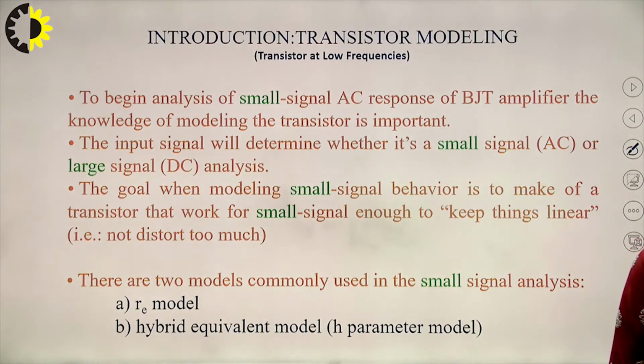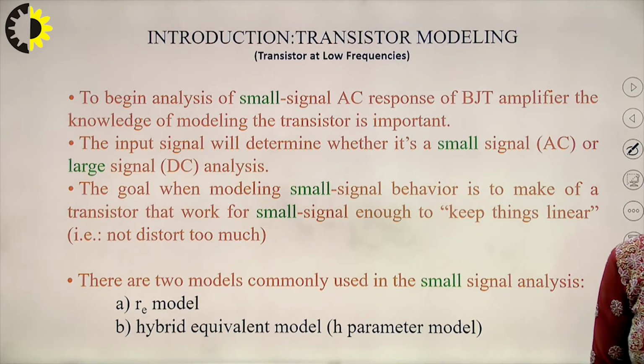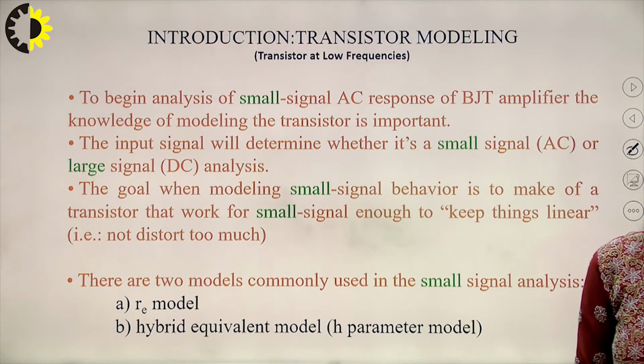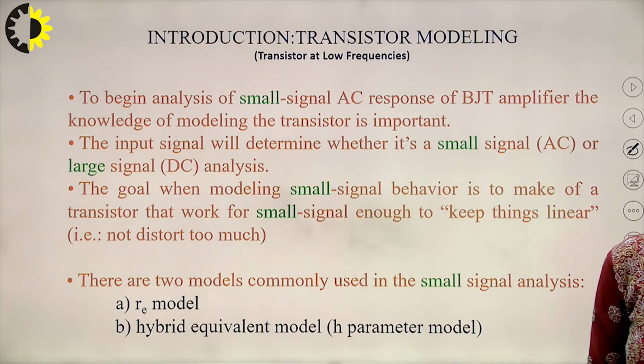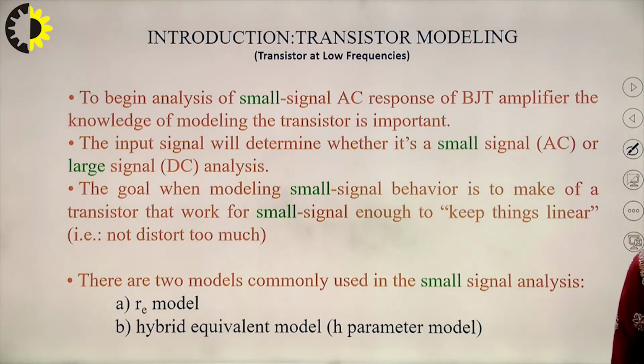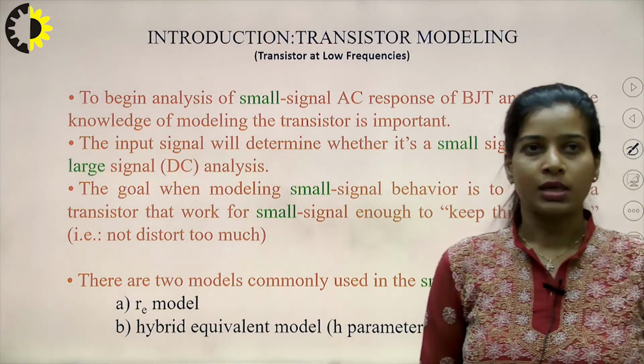amplifiers. So what is a small signal? It is an input signal that keeps the transistor in on mode in such a way that we get a linear response that is not distorted. So we want the BJT amplifier AC analysis. For that we need transistor modeling, and for the small signal we need a small signal analysis.